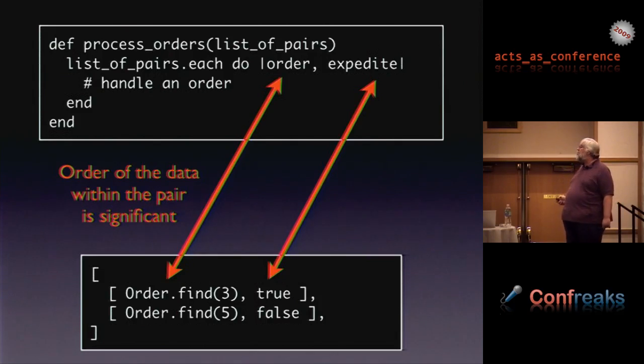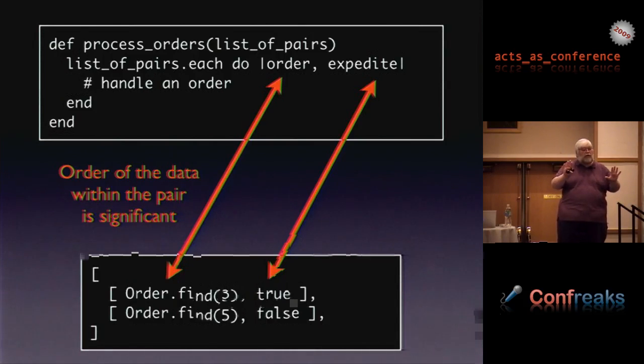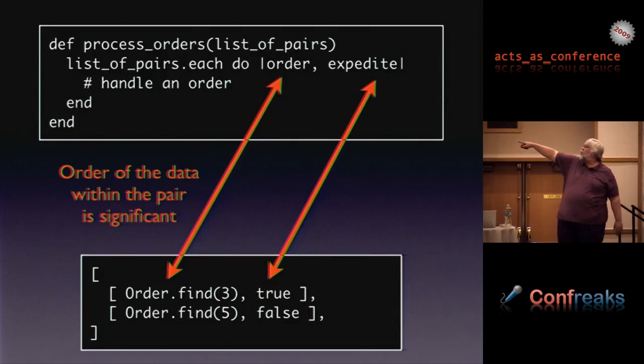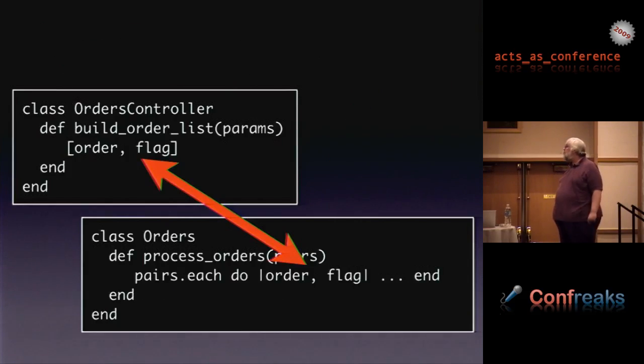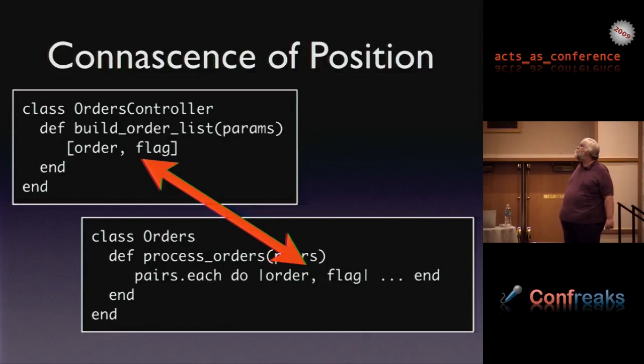This is called kinesis of position, because the position of the items in that pair is important. If I swapped the flag and the order object in the pair, I would also have to swap the order that they're declared where I handle them. So there's a kinesis there. It's not determined by a name, but it's determined by an absolute position in some kind of structure. So the piece of software that builds the ordered list of pairs, and the piece of software that processes the list of pairs, have kinesis of position between them.